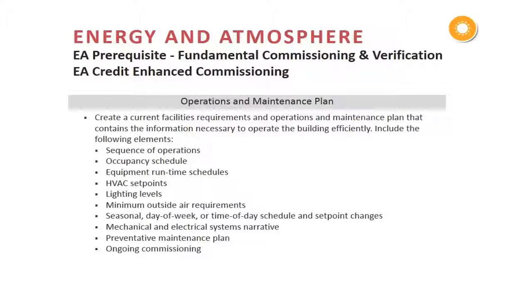So here's that operations and maintenance plan. Now, the operations and maintenance plan needs several elements to be a successful plan. It needs to identify the sequence of operations, operational schedules or occupancy schedules, equipment runtimes, HVAC set points, lighting levels, minimum outdoor air requirements, seasonal, day of week or time of day schedule and set point changes, mechanical narratives, electrical narratives, preventative maintenance plan, and then provisions for ongoing commissioning of these systems.